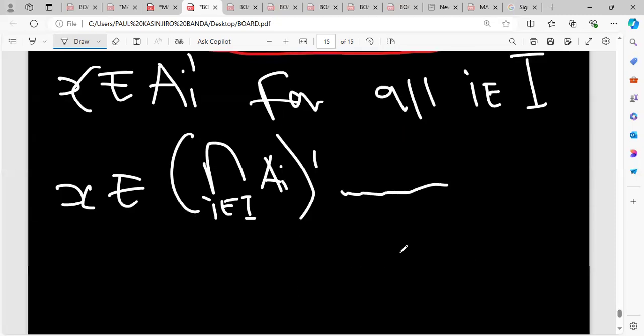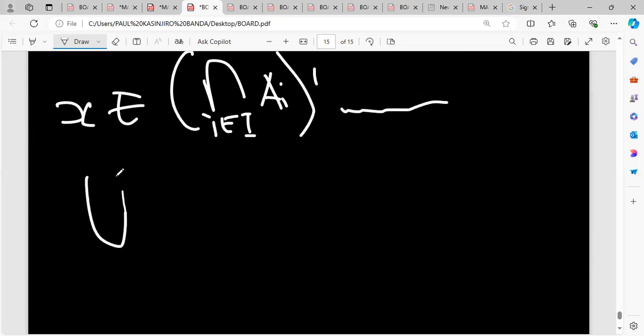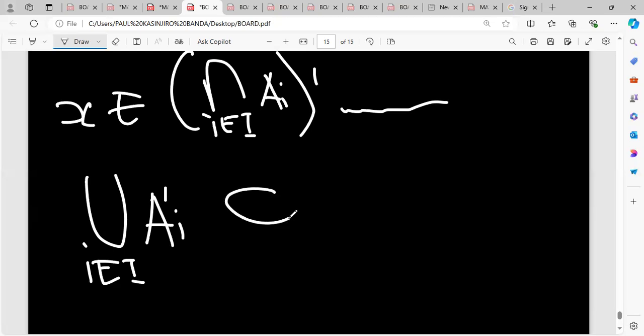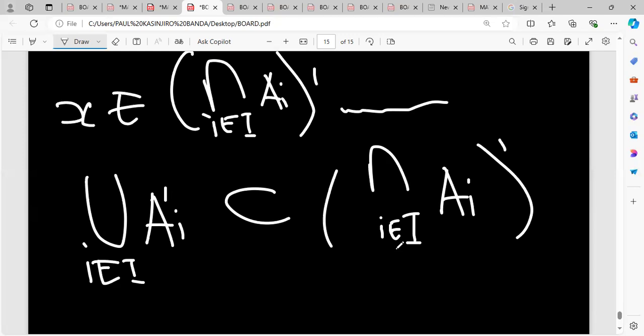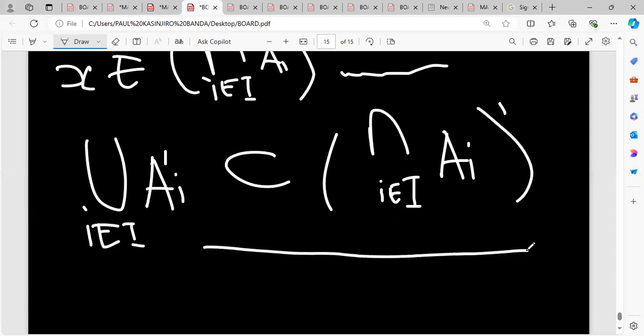Okay, so this shows that the union of the AI complement there is actually a subset of this set here on top. So we are going to write the intersection of AI, and then the complement like that. Now this makes sense, and we can say that this is our number 2.